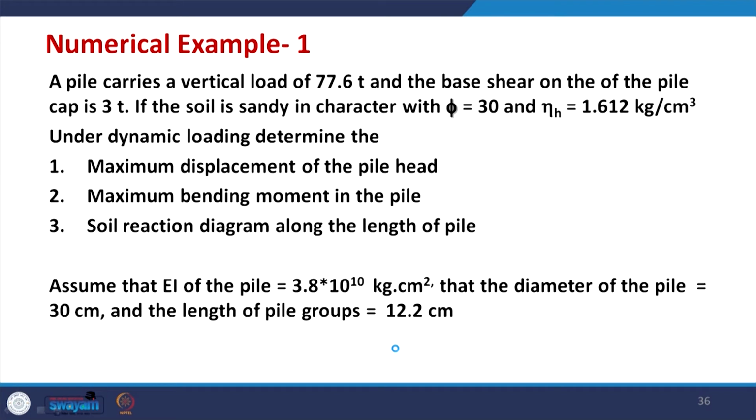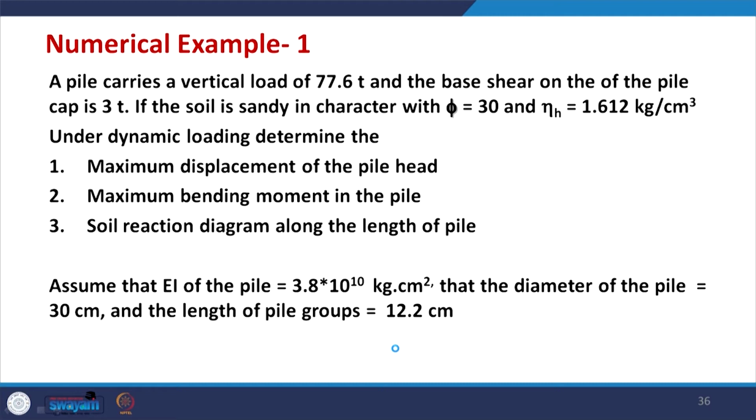So, now this is the last part of this lecture today. Whatever we have discussed in the theory, let us have one numerical example on that. For this case, you need to understand what has been given: a pile which carries a vertical load of 77.6 ton and the base weight on that pile cap is 3 ton. If the soil is sandy in character with phi equal to 30 and eta h equal to 1.612 kg per centimeter cube, under dynamic loading determine the maximum displacement of the pile head, maximum bending moment in the pile, and soil reaction diagram along the length of the pile.